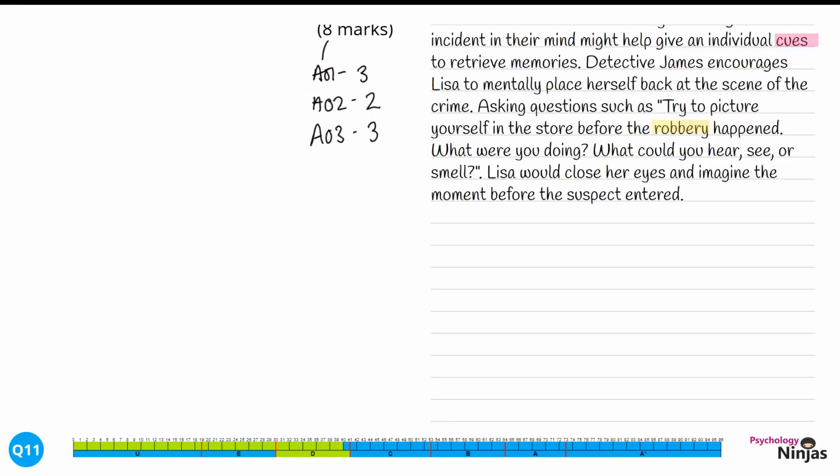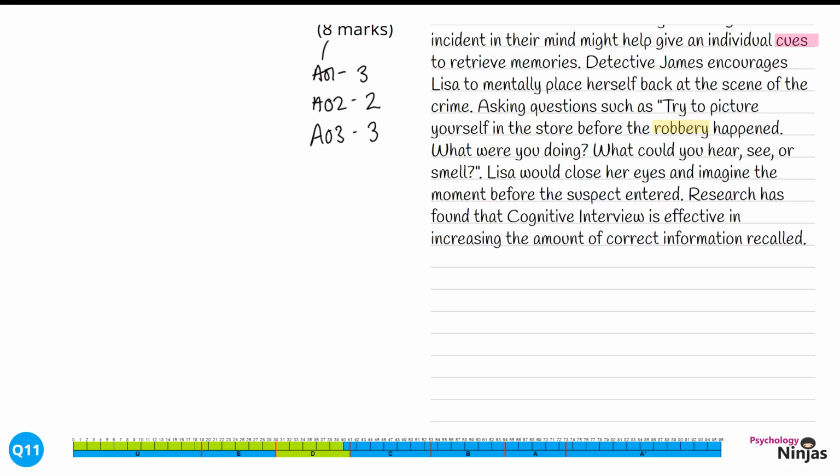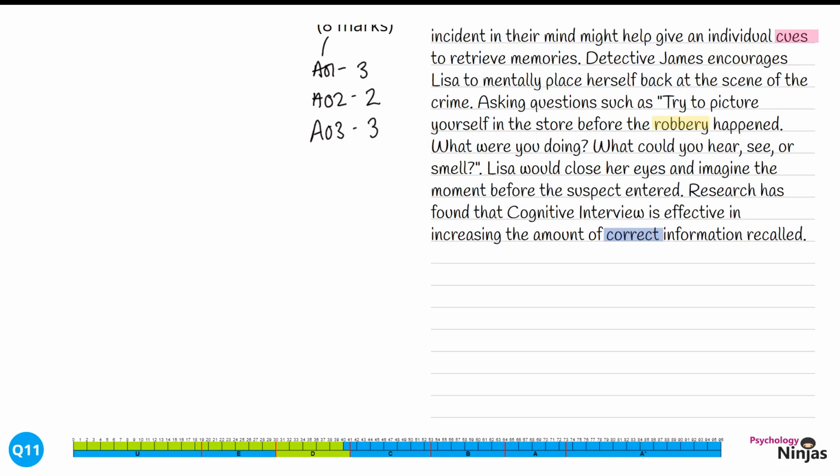Our next step is to evaluate. Research has found that cognitive interview is effective in increasing the amount of correct information recalled. So we've identified that there's research support and that this is making more factual and correct information gathered from the cognitive interview. Our next job is to explain some research findings.